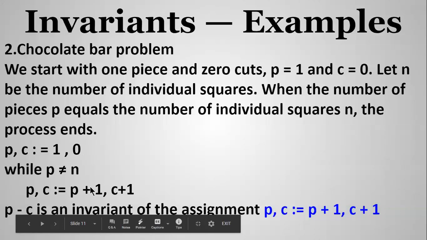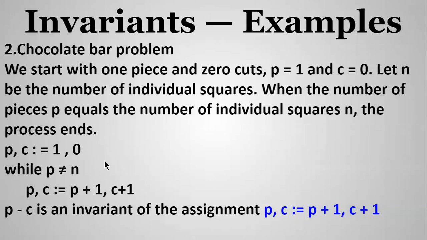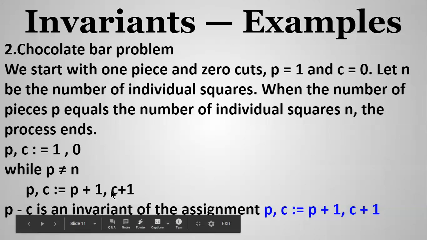The increasing process is the same for both P and C, only the start value varies. Now when I subtract P minus C, that will be equal to A. P minus C is an invariant of the assignment. If I substitute P plus 1 and C plus 1, I'll get back P minus C: P plus 1 minus C minus 1. The plus 1 and minus 1 will get cancelled, and I'll get back P minus C.